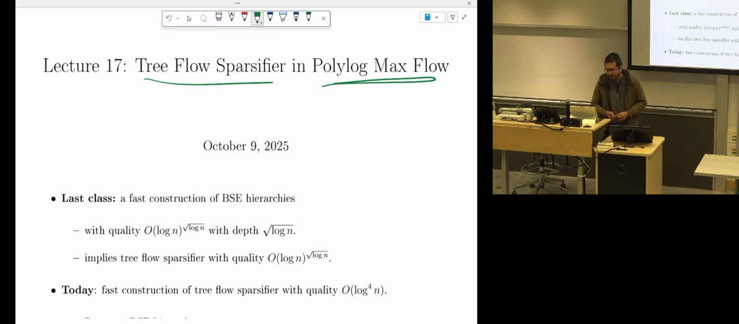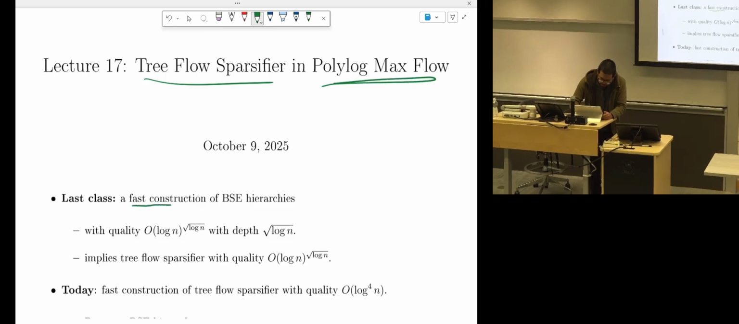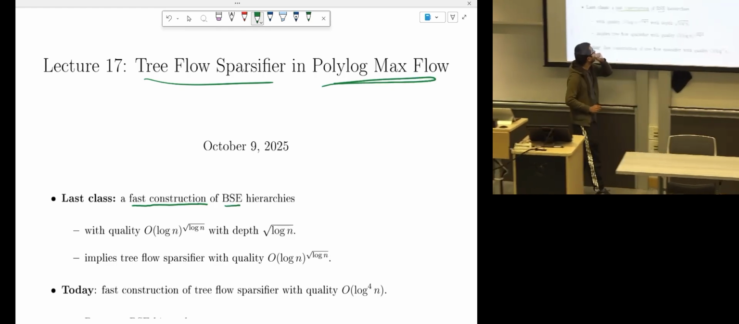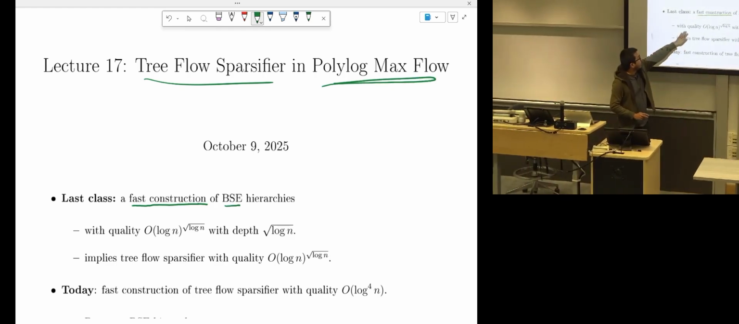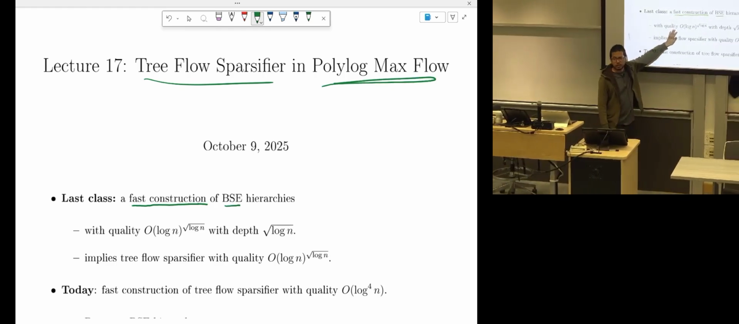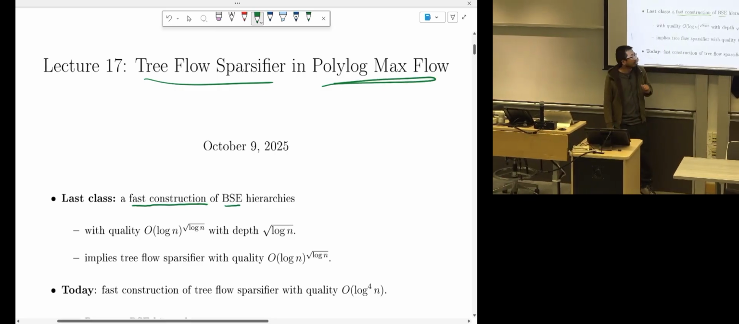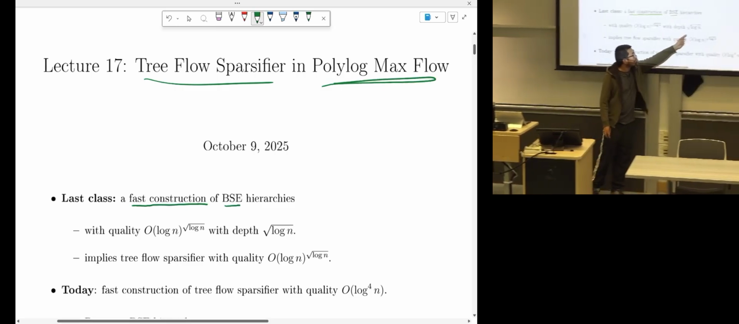Okay, good. So for last class, we basically showed a fast construction of boundary separator expanding hierarchies. But the approximation quality that we get is not so great. It's something like n to the square root of log n, which is n to the little o(1), but it's not polylog. And the depth is root of n.